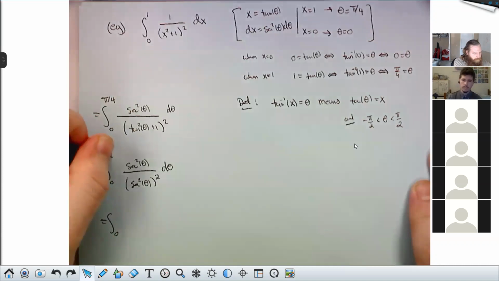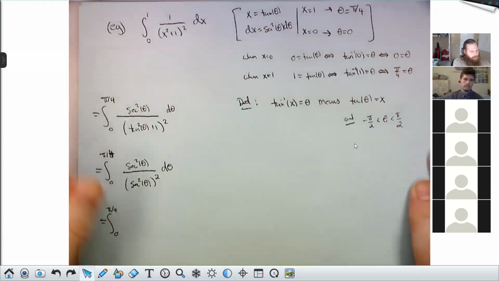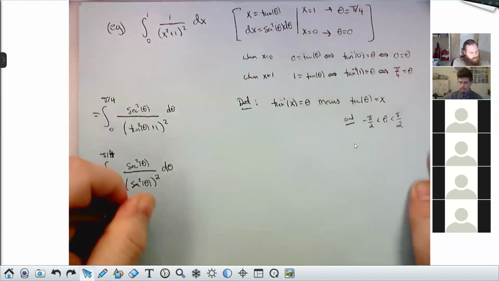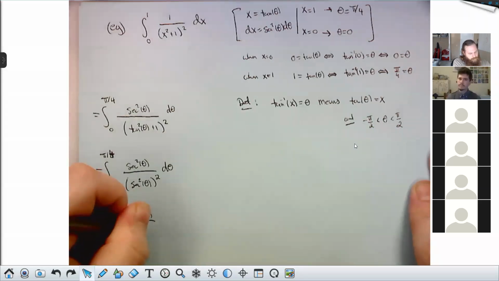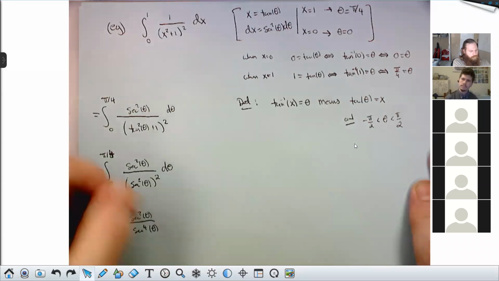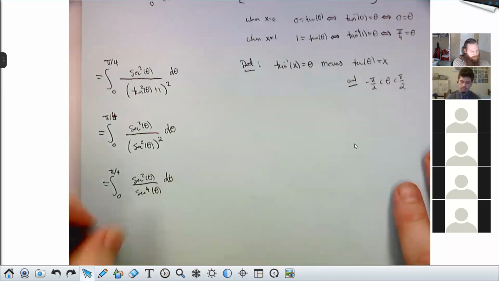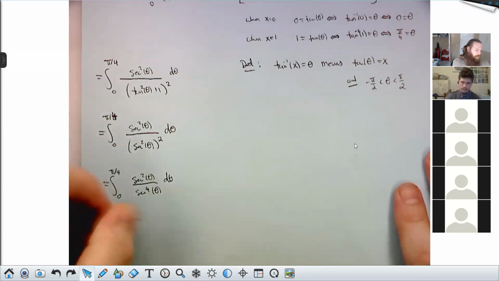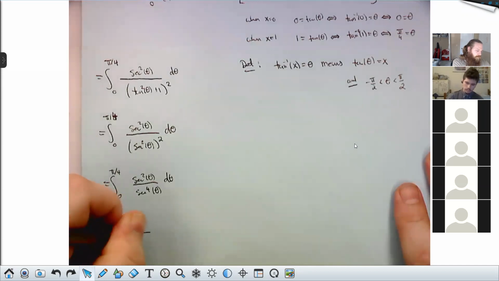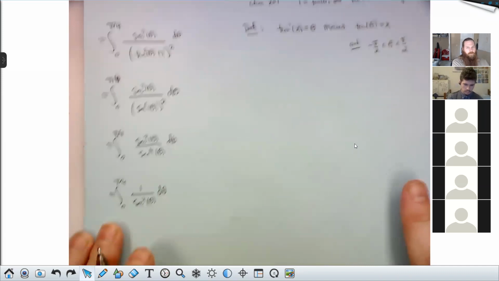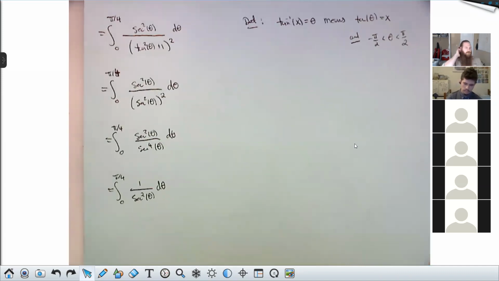Oops, sorry, this is a pi over 4. I wrote a pi over 2. Pi over 4. So I have secant squared over secant to the 4th, which means I have a secant squared left downstairs. Integral 0 to pi over 4, 1 over secant squared theta d theta. How do we do that? How do we integrate the reciprocal of secant squared?